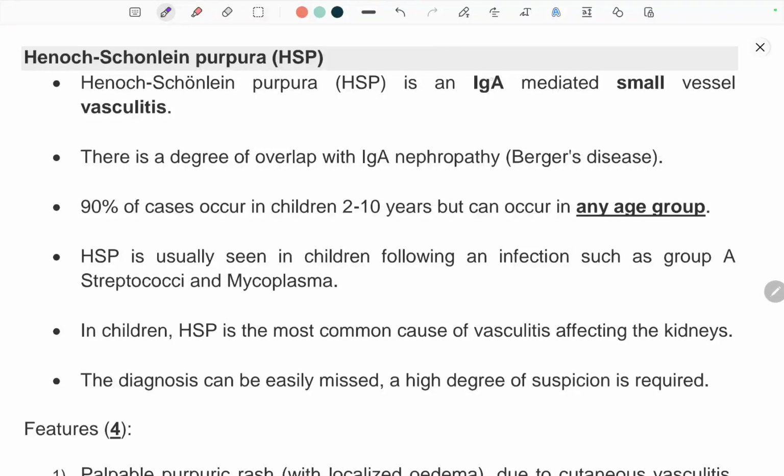Henoch-Schonlein purpura is an IgA mediated small vessel vasculitis. This is small vessel and it occurs in small children 2 to 10 years of age. It is a duplicate of overload IgA nephropathy, also called Berger's disease. 90% of cases occur in children 2 to 10 years of age but can also occur in any age group. HSP is usually seen in children following infections such as group A streptococci and mycoplasma.